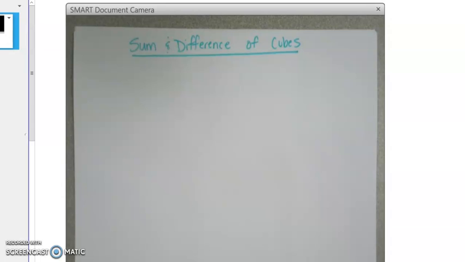Hey guys, today we are doing sum and difference of cubes. Go ahead and get some paper out. You are absolutely going to want to write down these formulas and these examples that I'm going to go over.